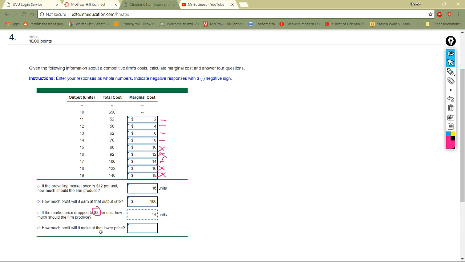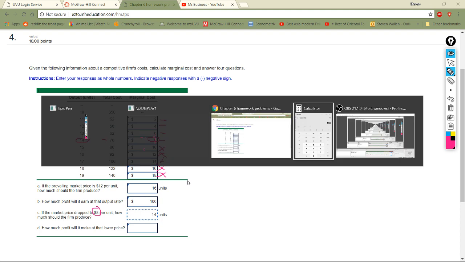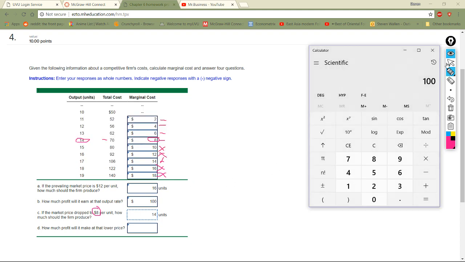How much profit will it make at that lower price? Well, we're going to have to go through and do the math. So we're going to take this 14, times it by 8, and then we're going to have to minus out 70. Okay, so let's bring up the calculator. 14 times 8 minus 70 equals 42.